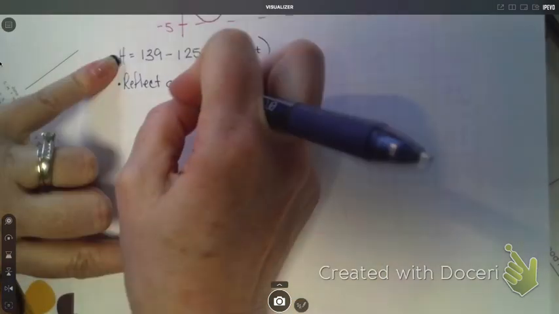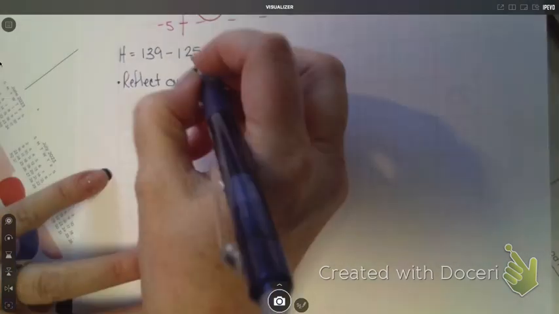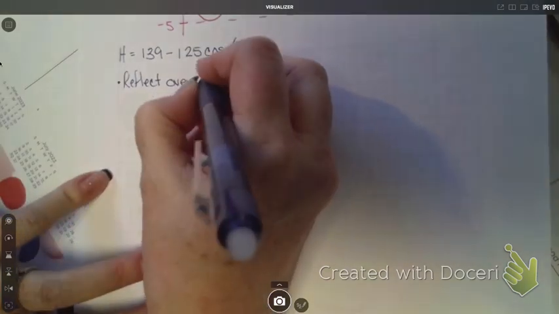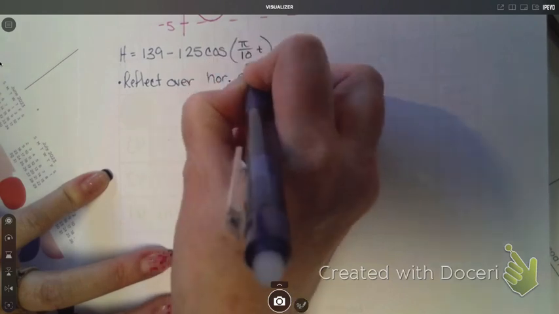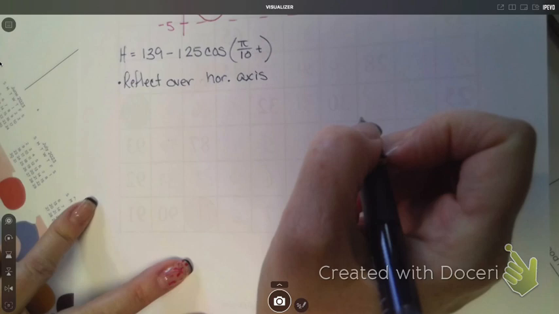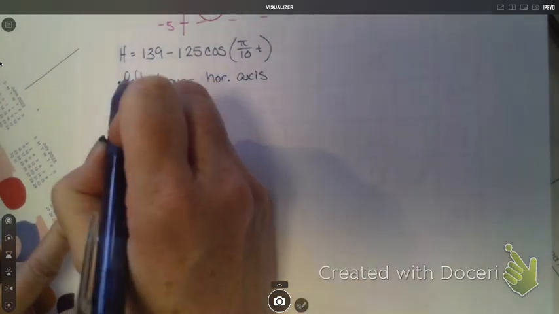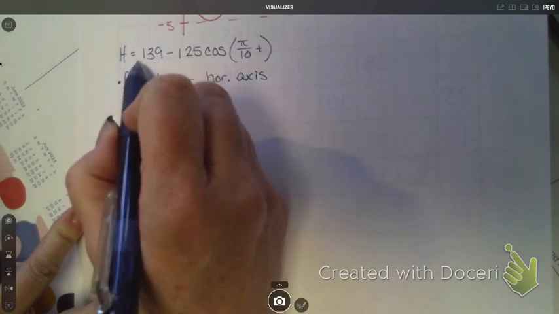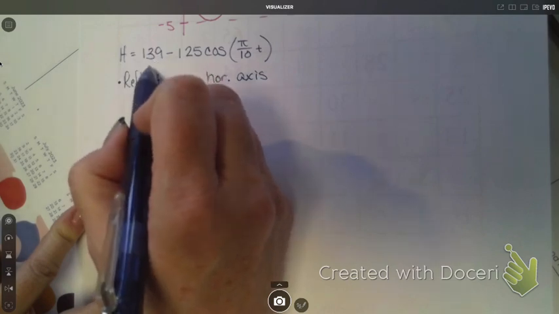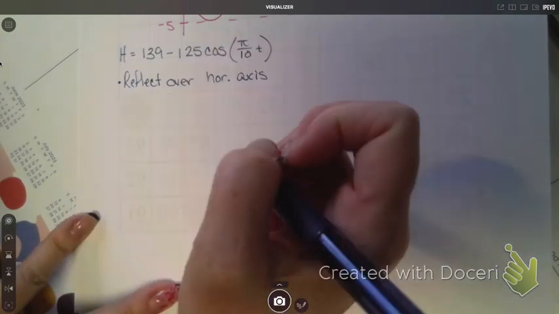And if you want to put H axis, you can. What does H stand for? Height. Horizontal. I was close. 139 is a what? It's a K. Some people like to list their H and K's first, whatever. Okay, amp, 125.